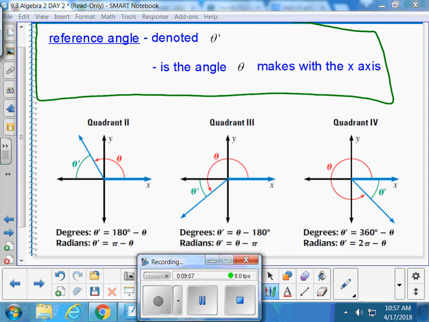All right, so if you are in quadrant 1, which they didn't include because quadrant 1's easy, if this is your theta, and the theta prime is the angle that your terminal side makes with the x-axis, theta and theta prime are the same. So quadrant 1 is easy. Quadrant 2 gets a little harder.